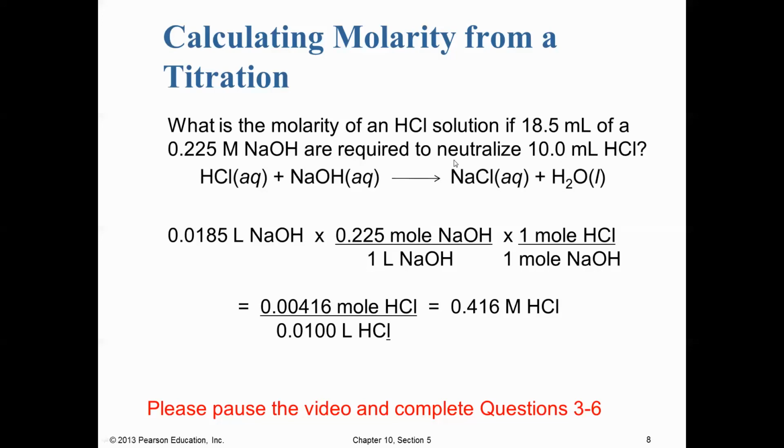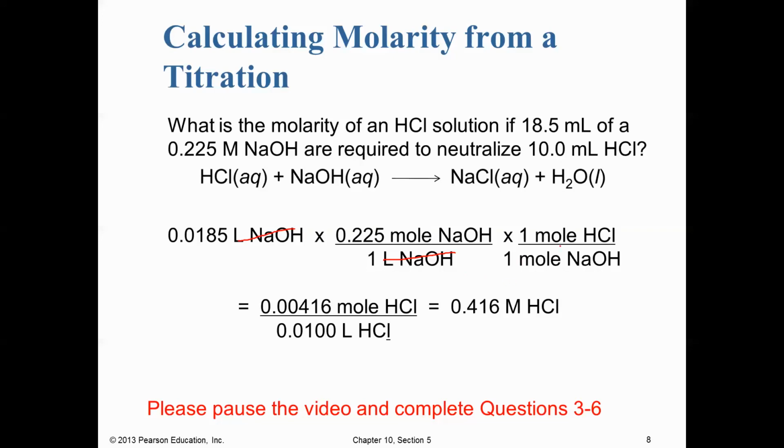So how do we set up the math here? Well, it's actually not too hard. We're going to take our milliliters of base, or milliliters of the material we know the concentration of, and we're going to start out right here by converting that to liters. So that's going to be 0.0185 liters. Why do we want liters? Well, we have to cancel out the liters and the molarity right here. So here's our molarity of sodium hydroxide given in the problem: 0.225 moles per 1 liter of sodium hydroxide. So our liters here are going to cancel, and then we're left with moles of sodium hydroxide.